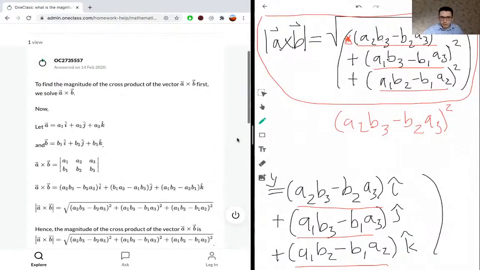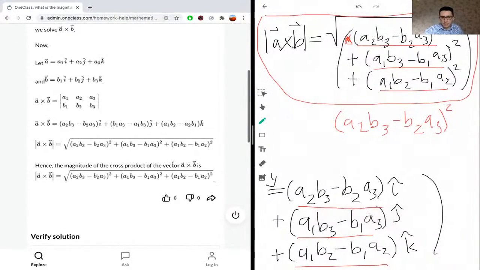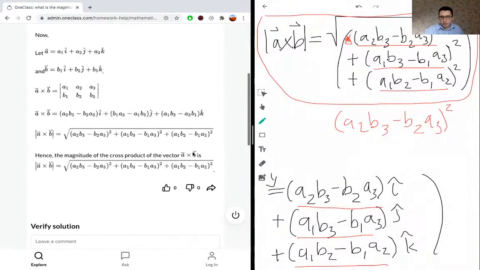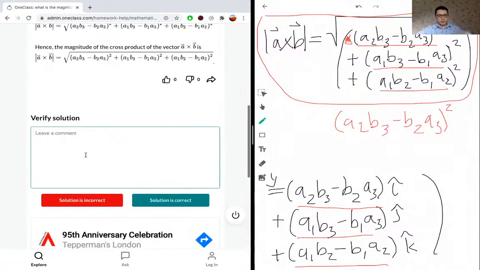And that's essentially the formula for the magnitude of the cross product. So here we can see they followed a similar idea, and we just gave you a further explanation of how to derive that formula. Okay, so here the solution is correct.